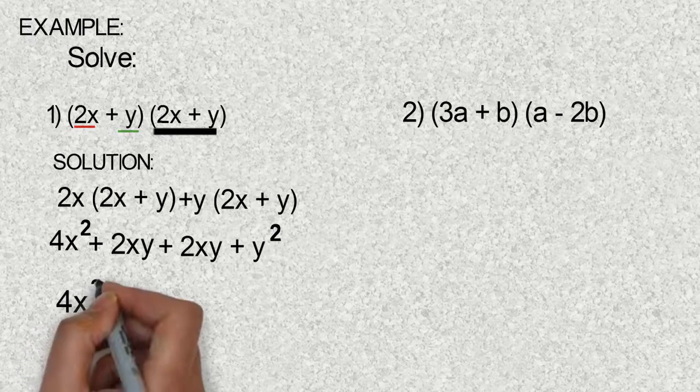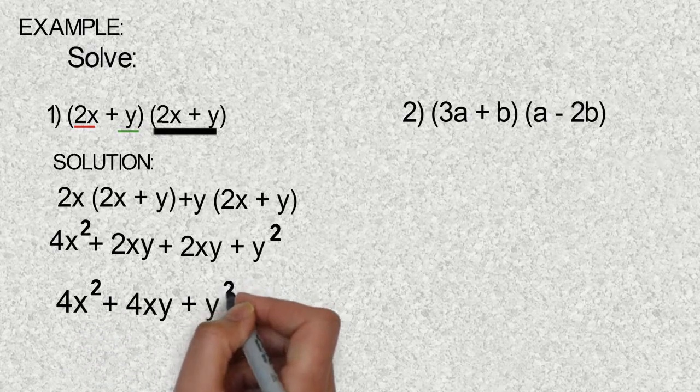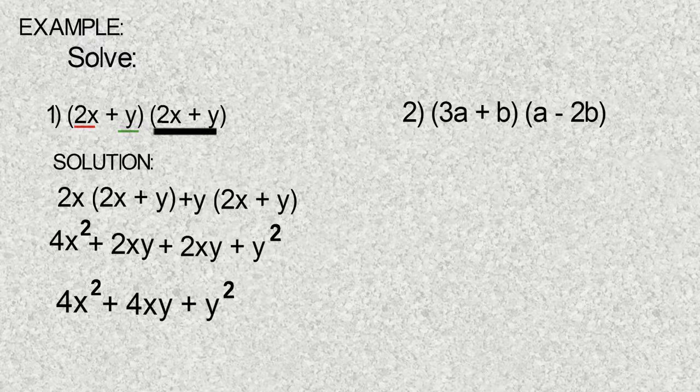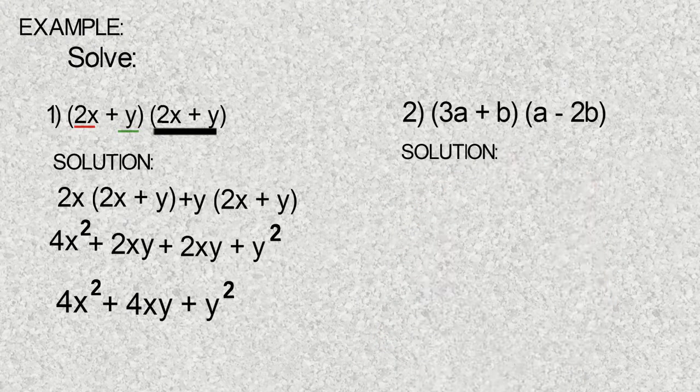So we have 4x squared, then we have in the middle 2xy plus 2xy. Since they are carrying the same variable, what do we do? We just add the coefficient, which is 2. So I have 2xy plus 2xy will give me 4xy, plus y squared. So I have 4x squared plus 4xy plus y squared. Pretty simple. Let's look at the second example and solve it.